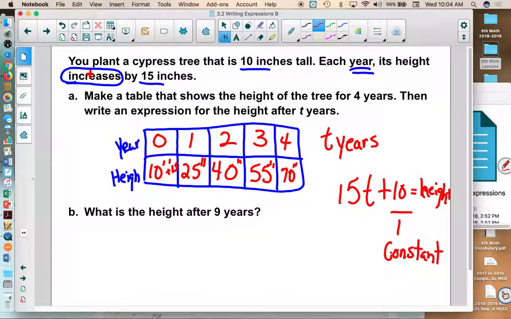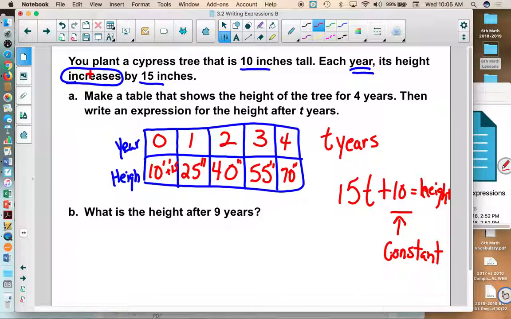The reason we call that number right there that has no variable attached to it the constant is because I don't care 100 years from now, it still only started at 10 inches. That's as tall as it was when it began, when we began measuring the growth of this tree. That 10 always has to be there. But every year, it's gonna grow another 15 inches.